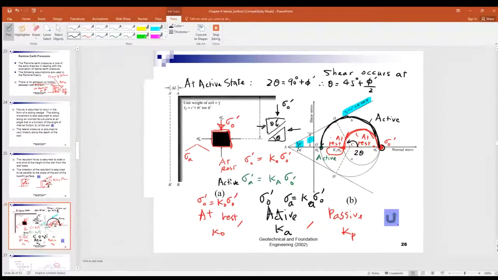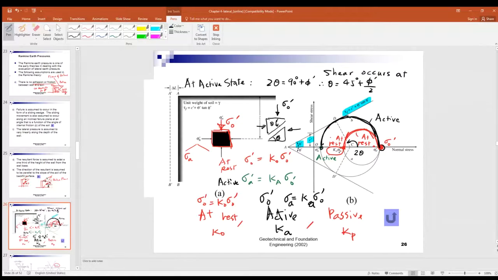So you have two states here. If the retaining wall remains at rest, you have the at rest condition, so you have the Mohr circle in red here, right? But if the wall is allowed to move outwards, then the wall is in an active state. So you get this Mohr circle in black.